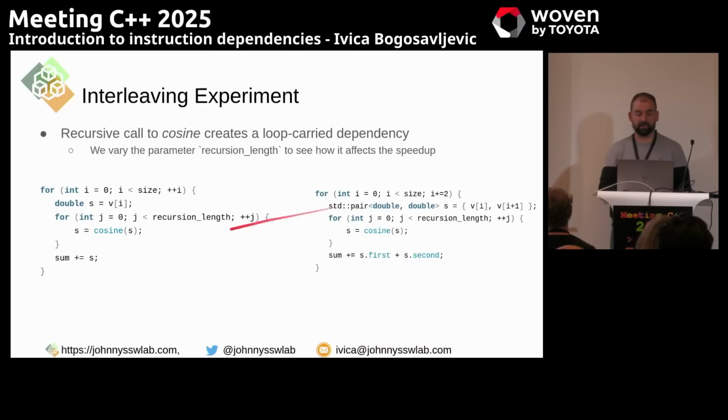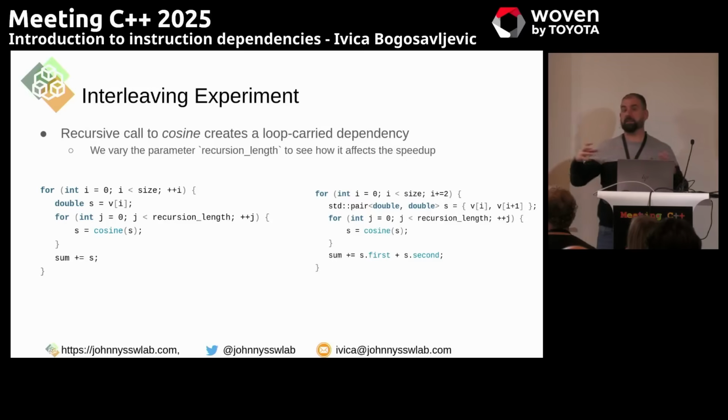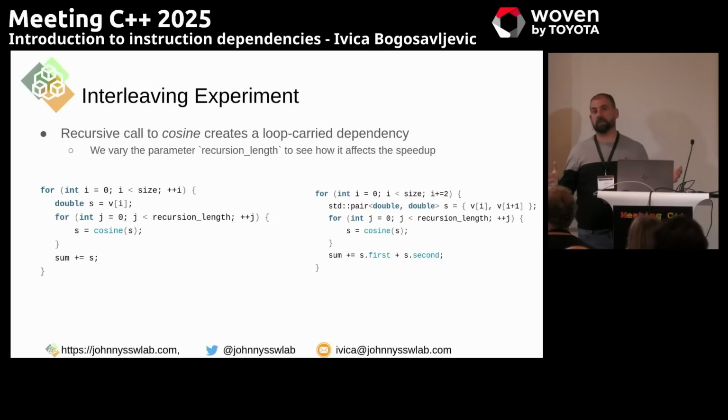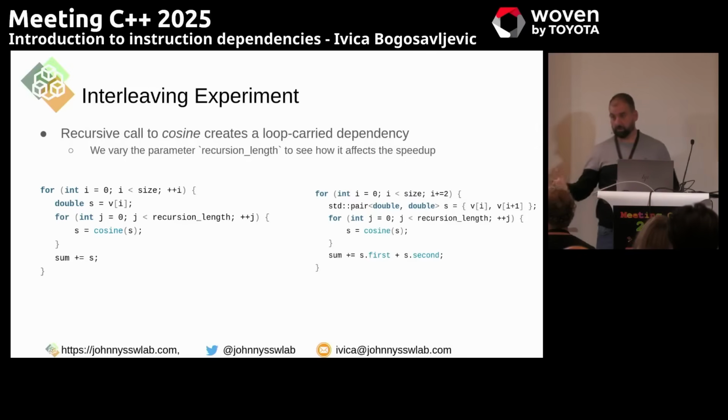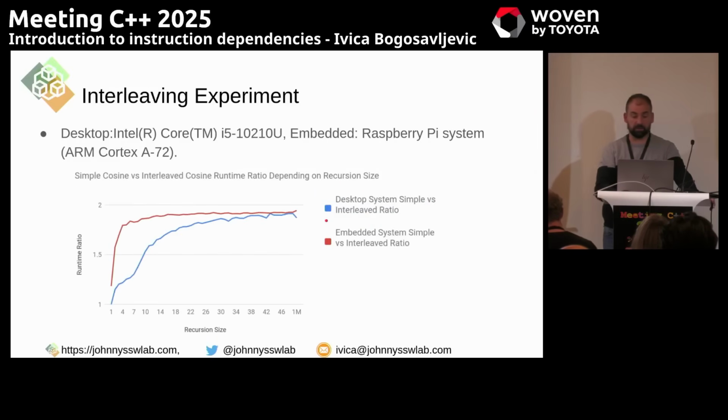But here I have the experiment of nested cosines, so cosines of the cosine, and there is this parameter called recursion length. Recursion length can be 1, 2, 3, 5, so 5 nested cosines, 7 nested cosines, 100 nested cosines. 100 nested cosines is already a very formidable dependency chain, which is about 100 times 100, so about 100,000 instructions. It's a really big dependency chain. Now we want to compare the performance of the left code, which has only one dependency chain, and on the right side there are two dependency chains that are interleaved. So how does it look?